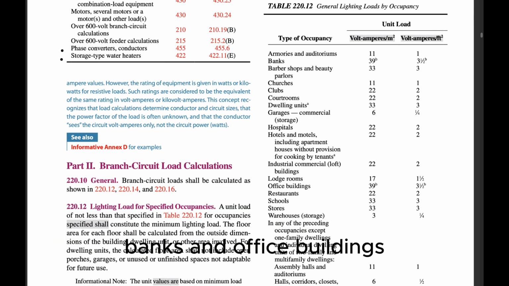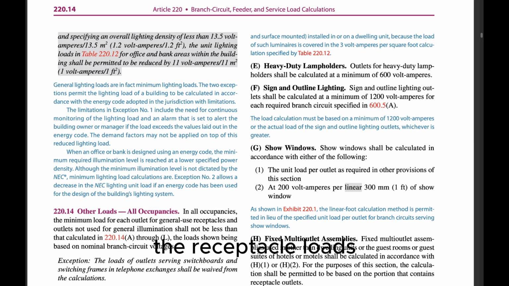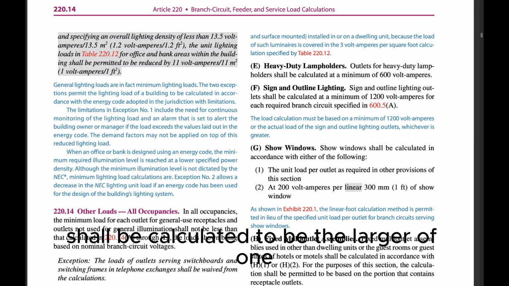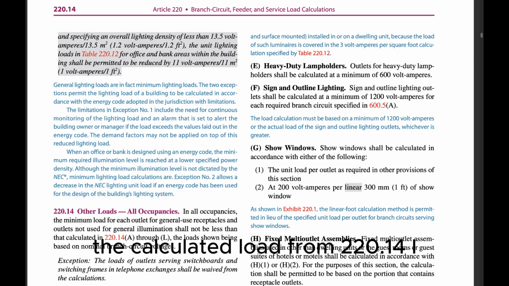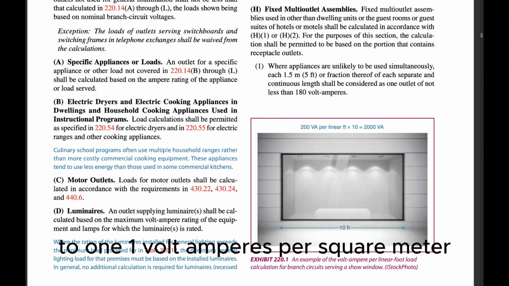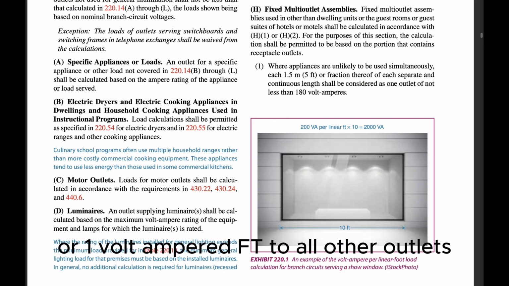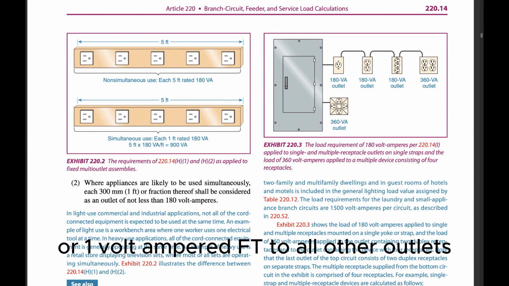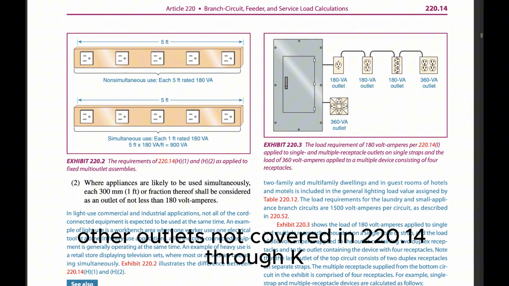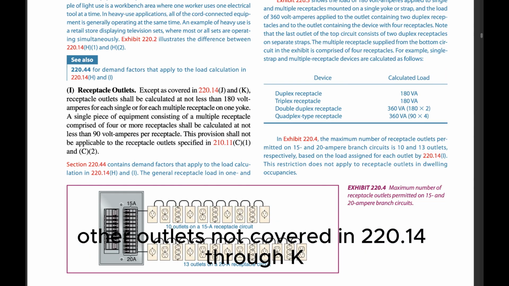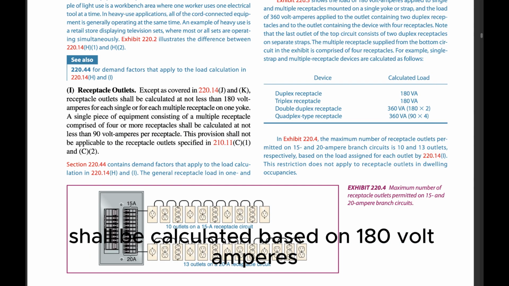K. Banks and office buildings. In banks or office buildings, the receptacle loads shall be calculated to be the larger of 1 or 2: 1. The calculated load from 220.14 I. 2. 1 volt-ampere per square foot. L. Other outlets. Other outlets not covered in 220.14 A through K shall be calculated based on 180 volt-amperes per outlet.